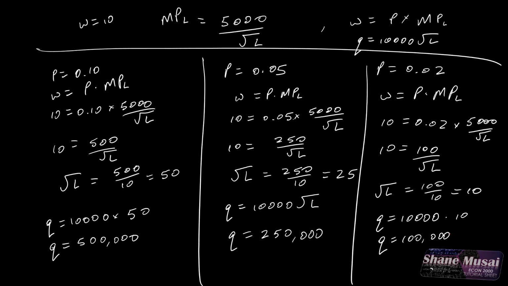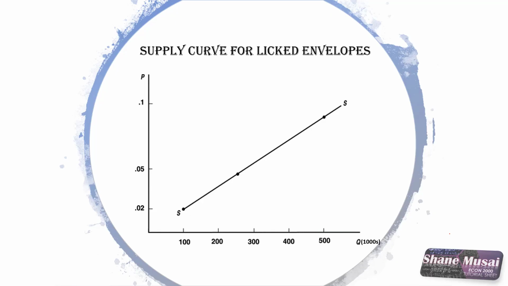And now we need to graph it. We'll plot on the graph the price and quantity combinations that we just calculated. And so this would be your graph after you graph it. This will be your supply curve for licked envelopes. And I believe that answers this question.